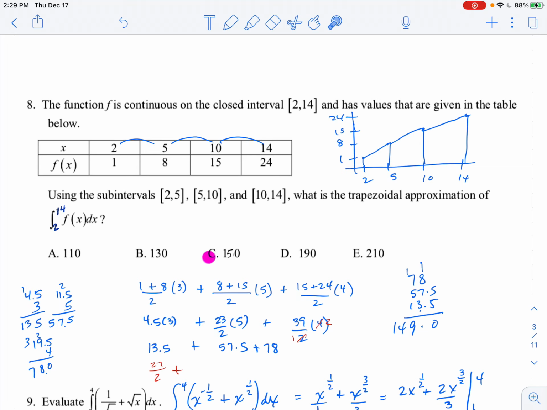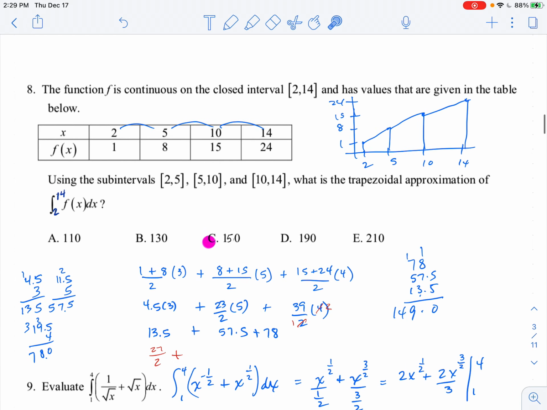Using the subdivisions 2 to 5, 5 to 10, 10 to 14, what is the trapezoidal approximation of the integral from 2 to 14? All right, and so that's just finding the area of each of those trapezoids. And so your base in this case is 3 units. It's base 1 plus base 2. So these are your bases. Divide by 2 times the height. The height in this case would be 3, and so that's what I have here.